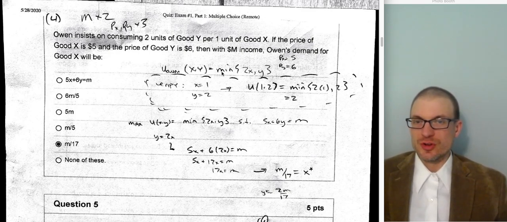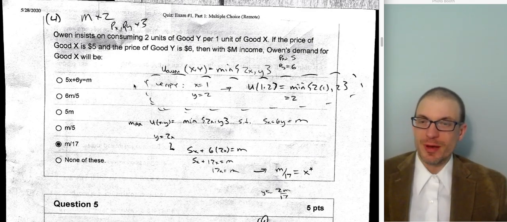So the next thing we want to do is actually find Owen's demand. I need to build my budget constraint. So the budget constraint, here's my utility function, subject to my budget constraint. This is the maximization problem. I should have said max by choosing x and y.